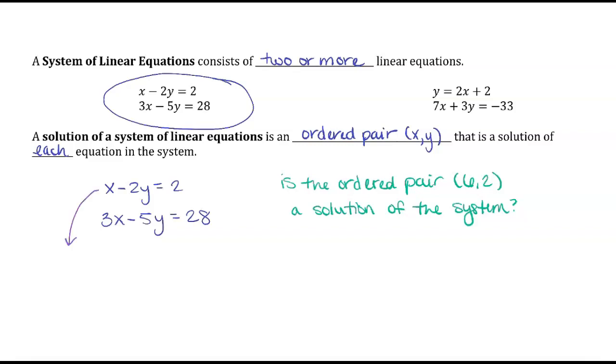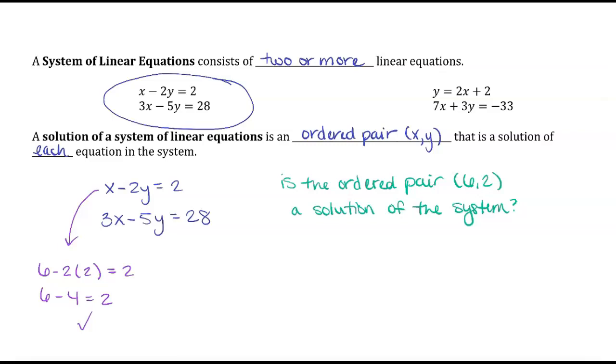Starting with our first equation, we substitute 6 for x and 2 for y. When we do this, we have 6 minus 4 equals 2, which is a true statement. So (6, 2) is a solution to the first equation in the system.